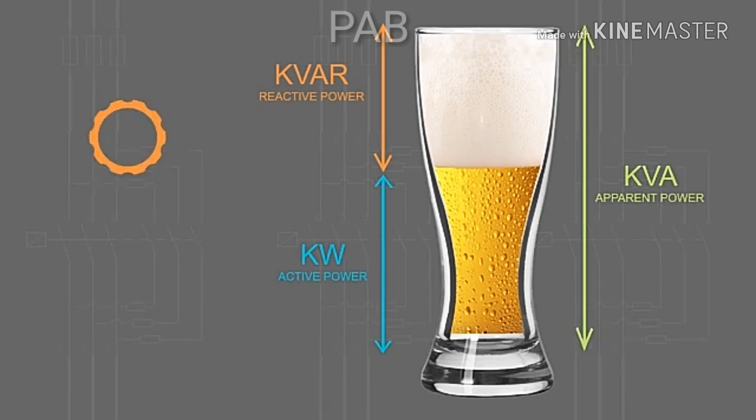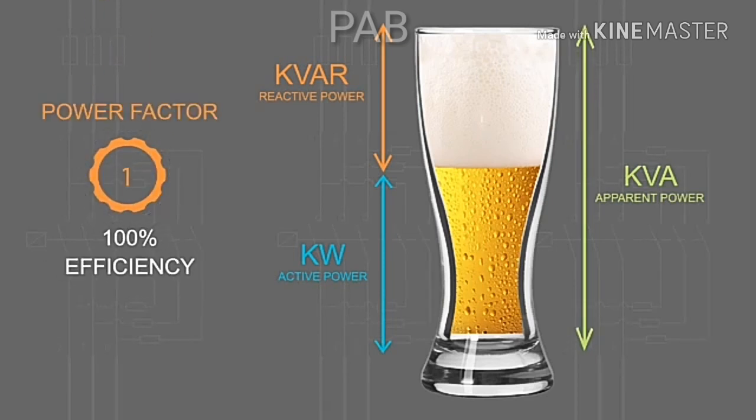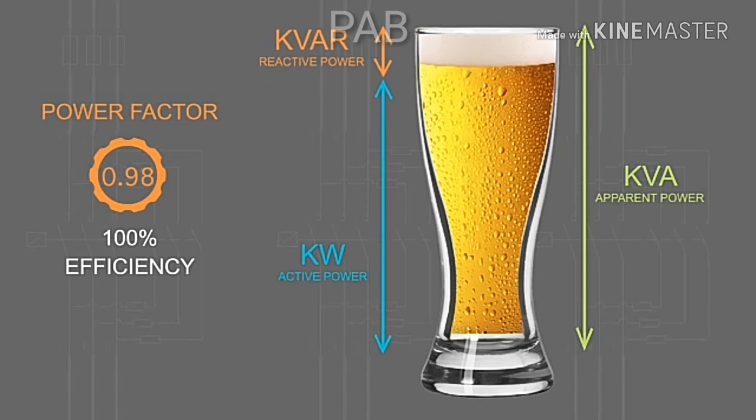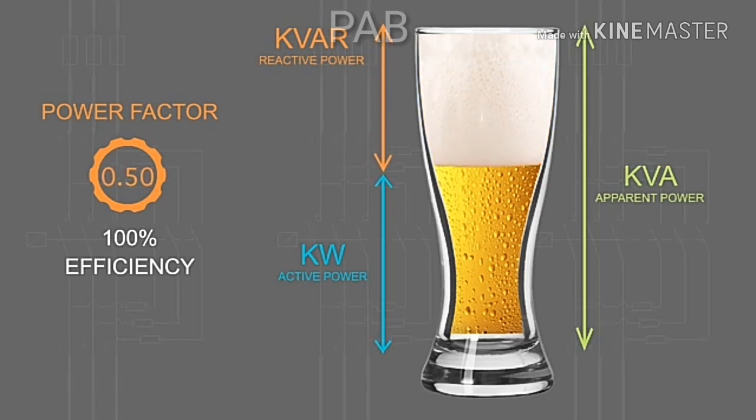A power factor of 1 would mean 100% of the supply is being used efficiently. Therefore, there is no reactive power. kVAR would be very small. The foam would be approaching 0. Unfortunately, a power factor of 1 is not obtainable because equipment such as electric motors, welding sets, and fluorescent lighting create an inductive load, which will cause the power factor to become less than 1.